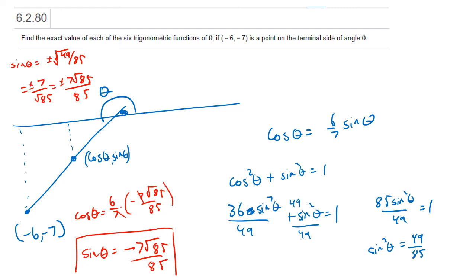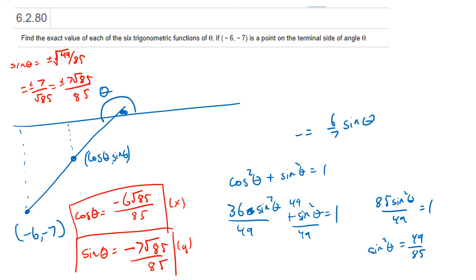Sevens cancel out. So the cosine of theta is just negative 6 root 85 over 85. Okay, now that I have sine and cosine, and remember sine is the y coordinate, cosine is the x coordinate, we can go ahead and construct all of the other trigonometric ratios in short order.